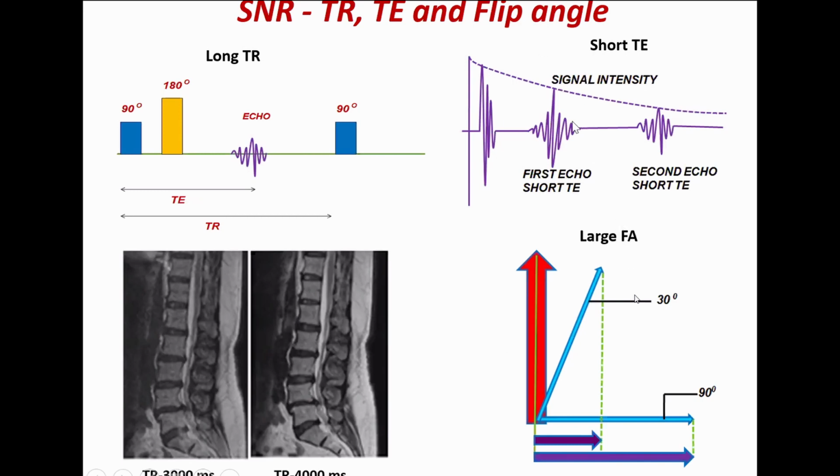The next parameter is TE. It controls the amount of transverse magnetization that is allowed to decay before an echo is collected. If you look at this, as the time goes, there is a drop in the echo signal. So obviously, with a shorter TE, you will be able to get images with better signal to noise ratio. Next parameter that we'll be looking at is the flip angle.